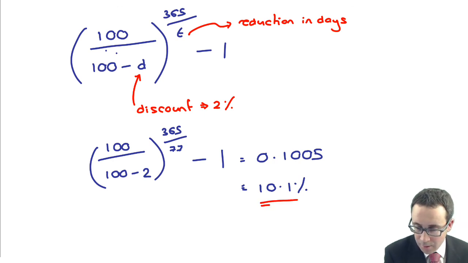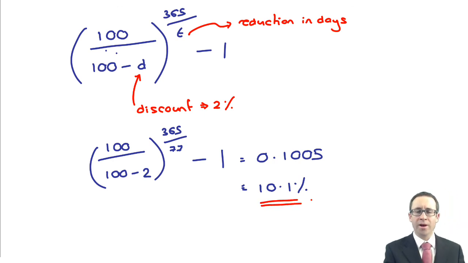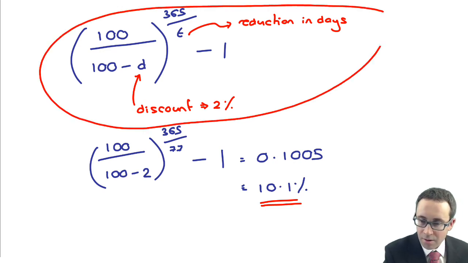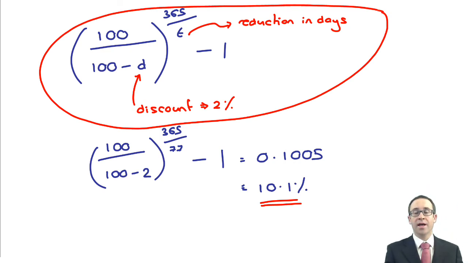Just be aware, I don't think that formula is given to you within the actual exam, so it's one that you would need to commit to memory. Ensure that you can memorize that formula to be able to work out the annualized cost of offering the prompt payment discount.